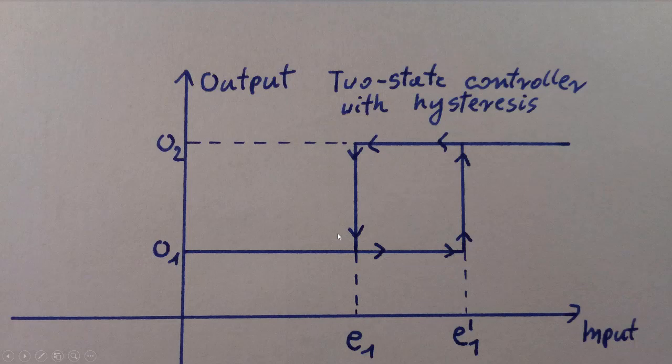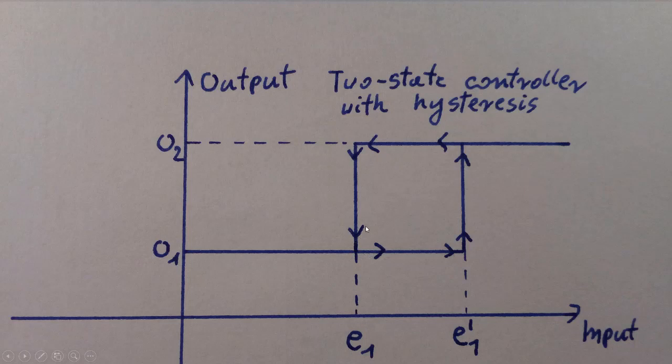The two-state controller with hysteresis. Now I'll tell you what hysteresis is. A hysteresis is an offset in input which makes the controller, well, delayed. Let's say we got an input below E1, so the output of the controller is O1. Now let's say that the input is growing. After it reaches E1, well, nothing happens.